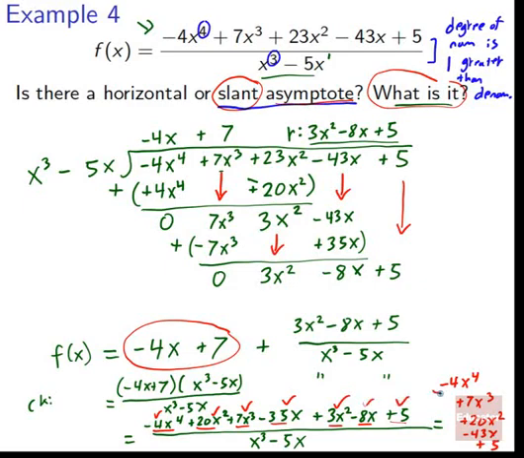and that checks out because this whole thing is still over that denominator of x cubed minus 5x. So we've got the exact same thing that we started with. So what we just did checks out. So we know for sure negative 4x plus 7 is good. It's definitely our answer.